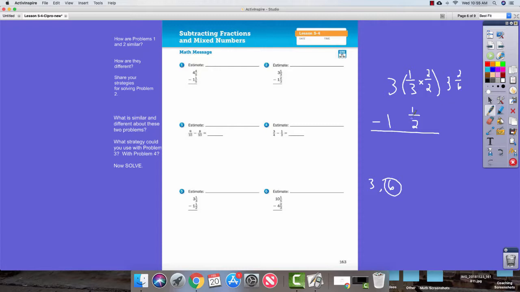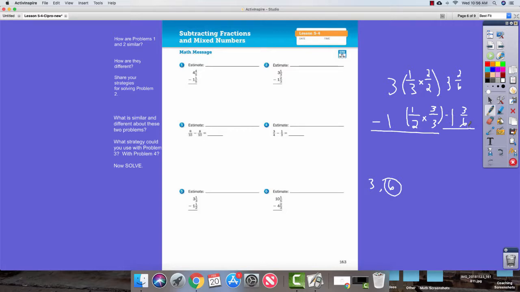And now I need to change my half to sixths. A lot of you probably already know that a half is equivalent to 3/6, but just to show it, 2 times 3 is 6. So if I multiply my denominator by 3, I also need to multiply my numerator by 3 to make sure I'm multiplying that fraction by one whole. So 1/2 times 3/3 would be 3/6. And then I still have my one whole over here that I need to make sure I bring over.